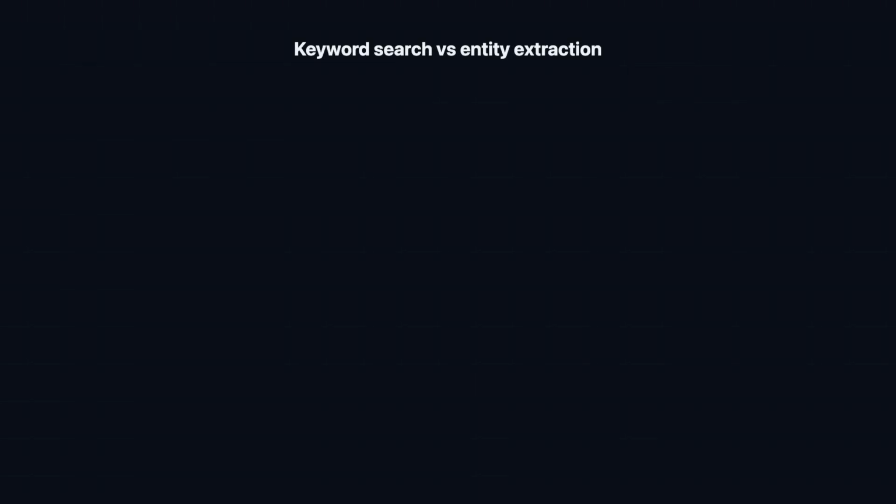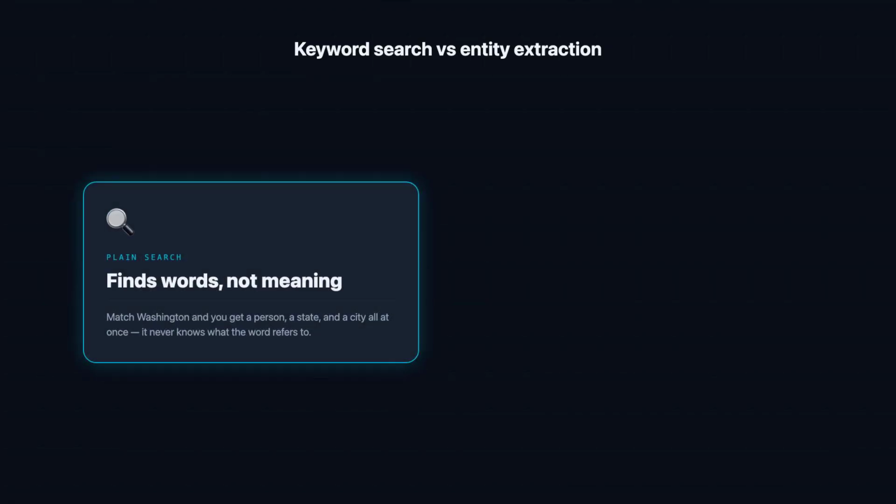Let's start with why plain search falls short, because that contrast is really the whole point of the task. Keyword search matches strings, not meaning. Type the word Washington and it happily returns a person, a state, and a city all mixed together because it has no idea which one you meant. It finds words. It never understands what those words refer to in the real world, so it can't tell George Washington the man apart from Washington the state.